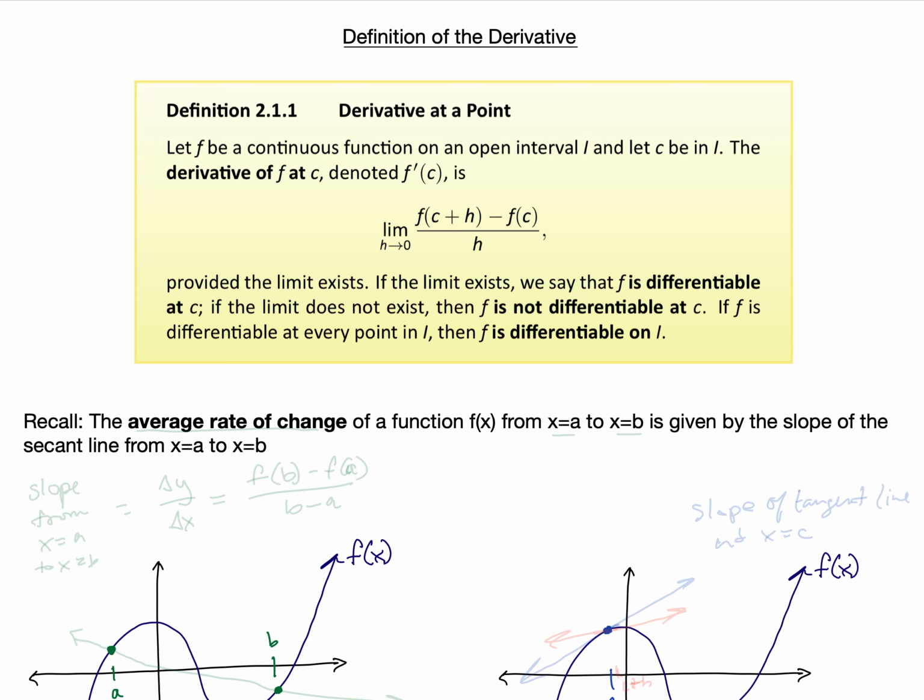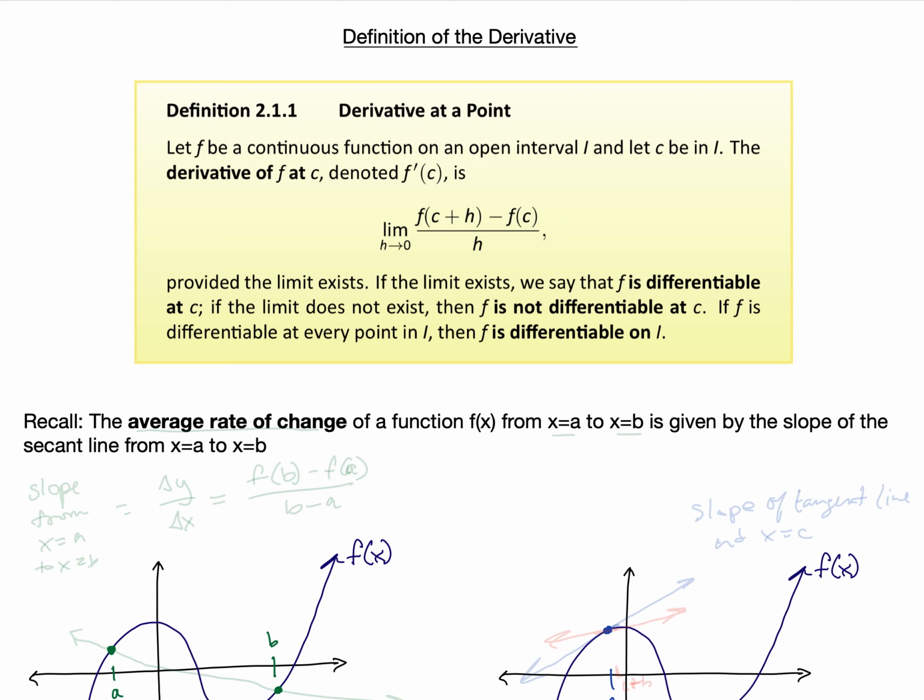If f is a continuous function over an open interval and c is a point in that interval, then the derivative of f at c, denoted by f prime of c, is equal to the limit as h approaches 0 of f of c plus h minus f of c divided by h. So this is the derivative as long as that limit exists and is finite.